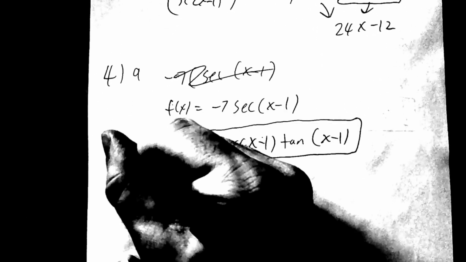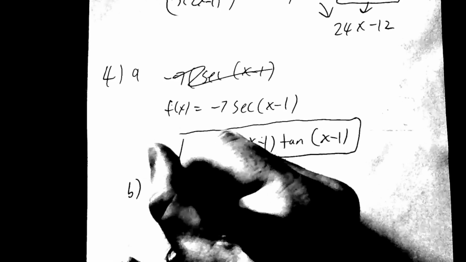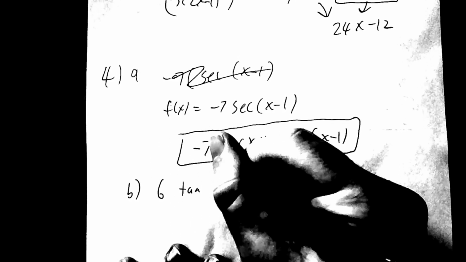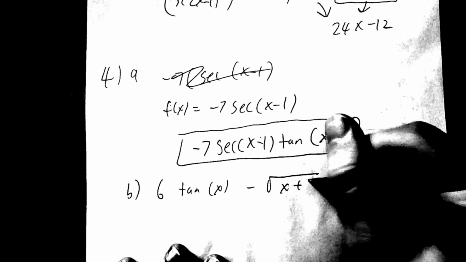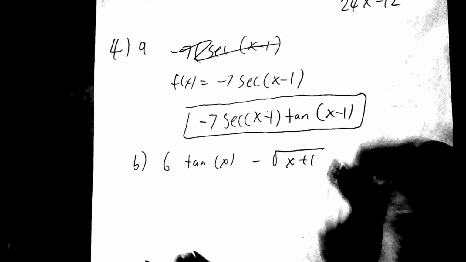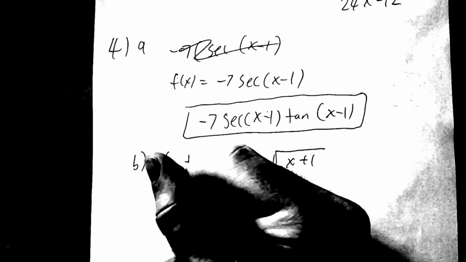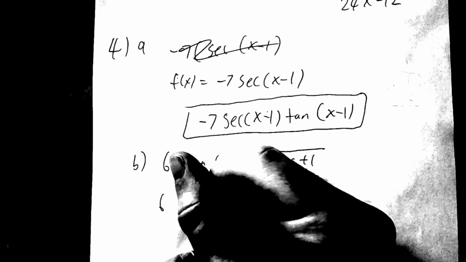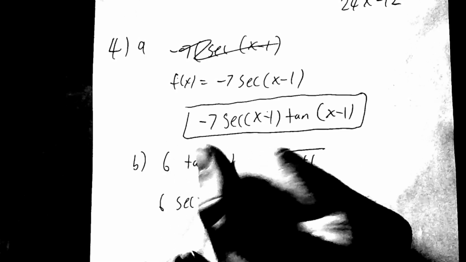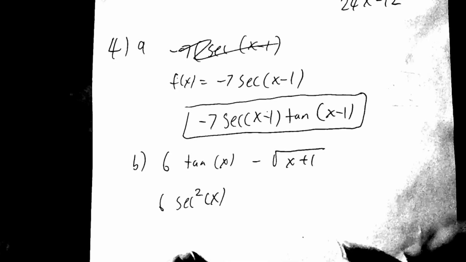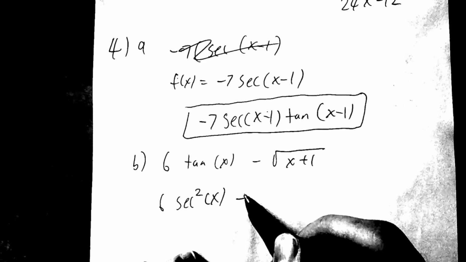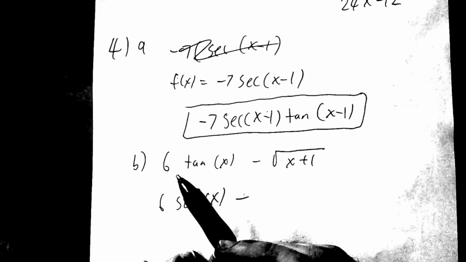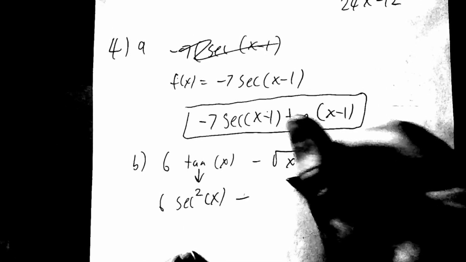B. 6 tan x minus root (x plus 1). Okay, again, derivative of tan, you just got to know it. That's, again, 6, the constants stay. It's 6 secant squared x minus, so with addition and subtraction, there's no special rules. You just do them one at a time.